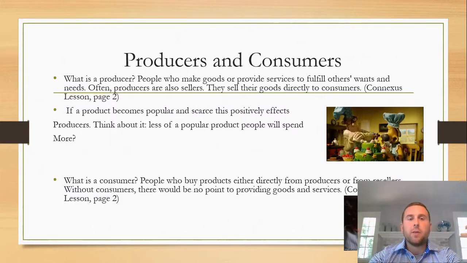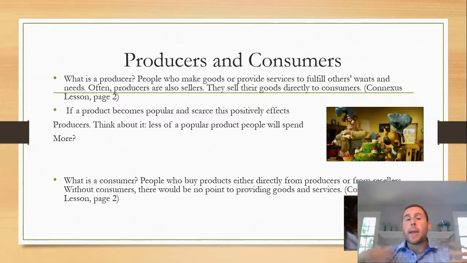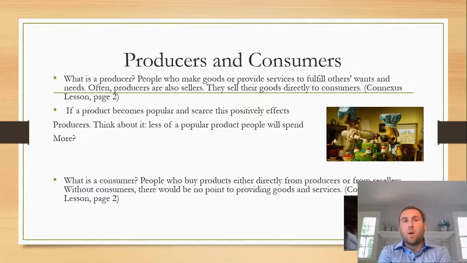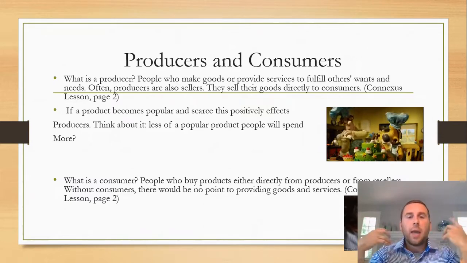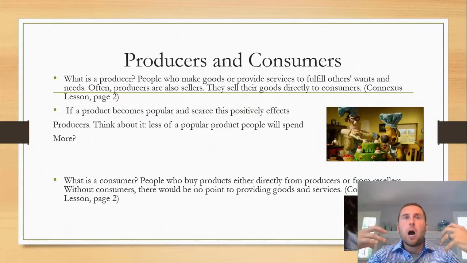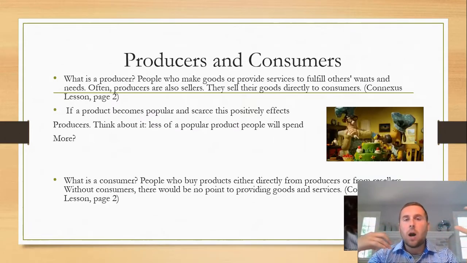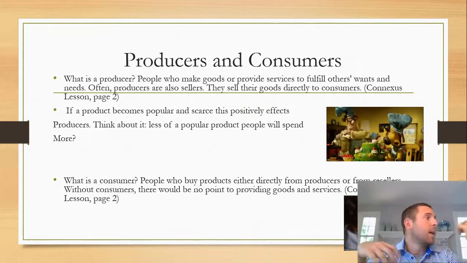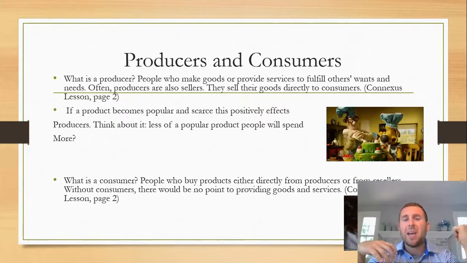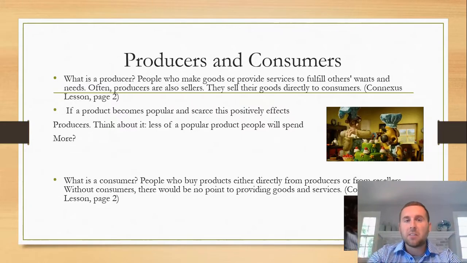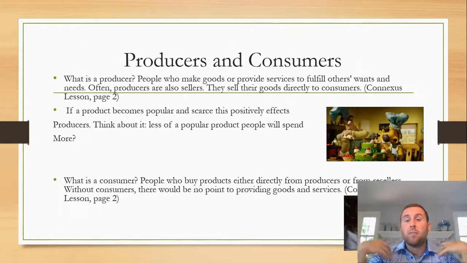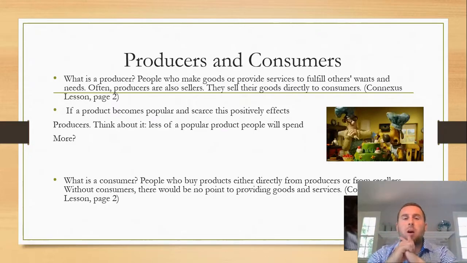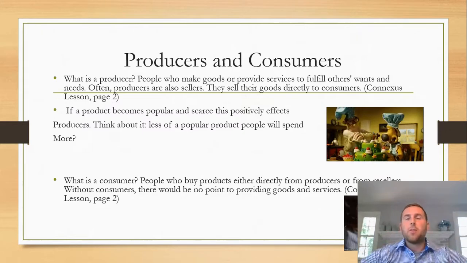What is a producer? A producer is someone who makes goods or provides some sort of service to fulfill others' wants and needs. So a producer is the pizza guy who makes your pizza for Friday nights. Or I just got a new cable box, new internet, from Comcast. They provide a service, right? So Comcast provides a service to fulfill my wants. I need to be able to go on the internet to teach you all. So that's a producer. They're the people who produce things.